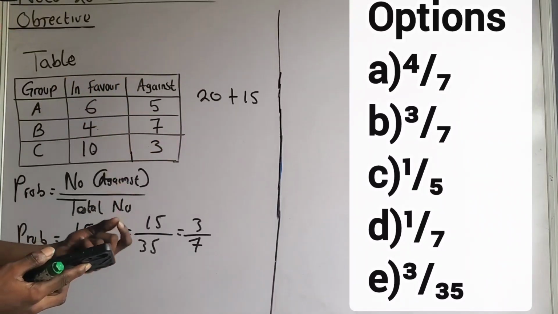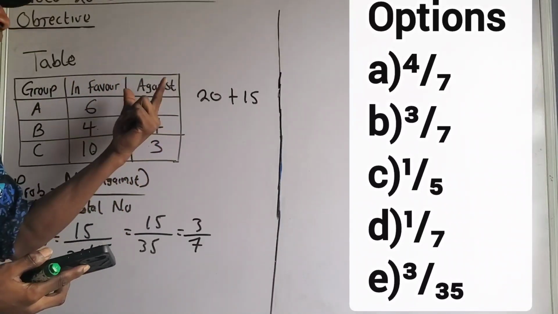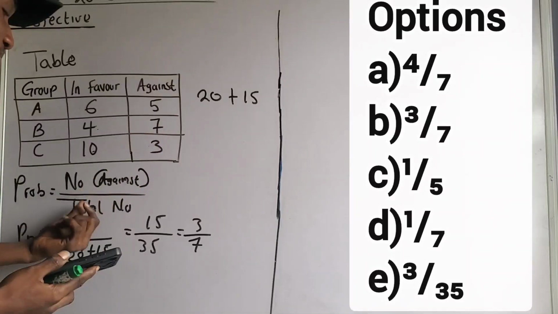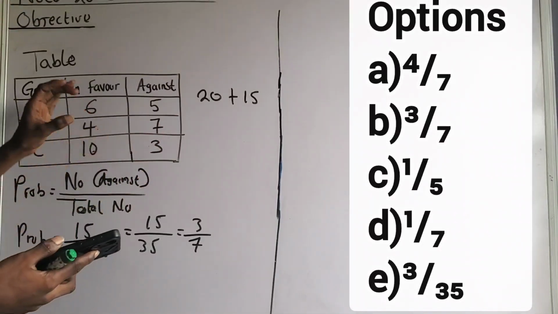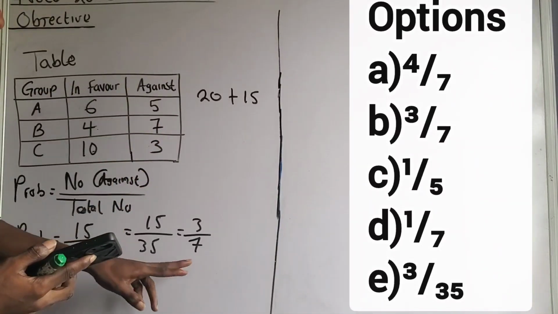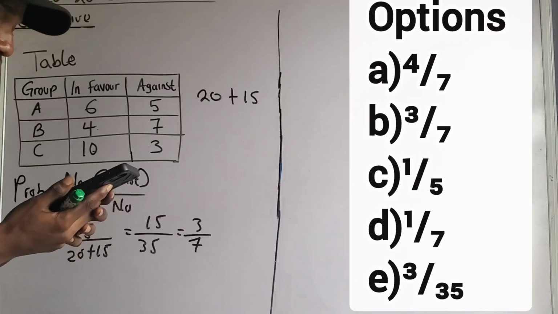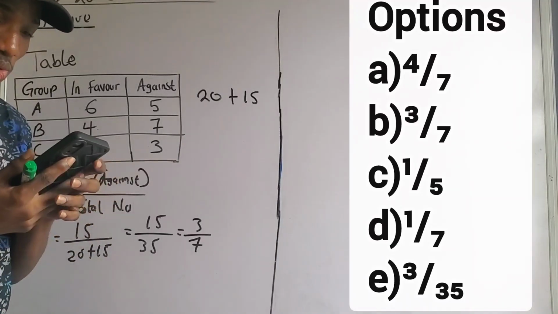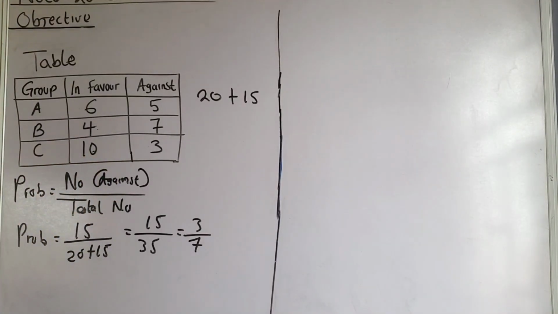You understand? So the number of people that is against the proposal is 15, and the total number of students is the sum of all this and this. So that is 35. 15 divided by 35 is 3 over 7. Okay. So let us make progress.